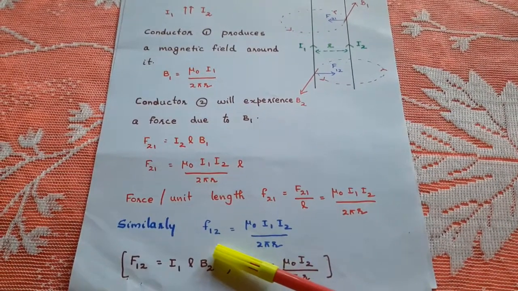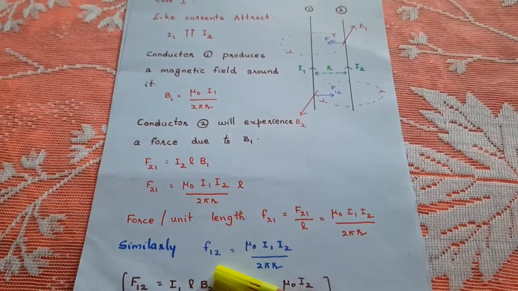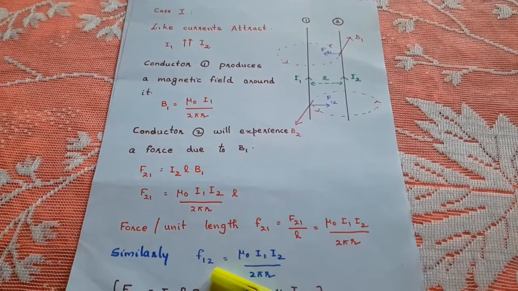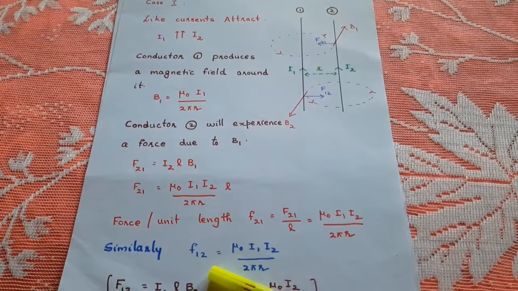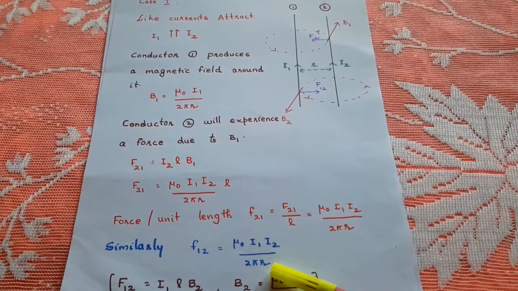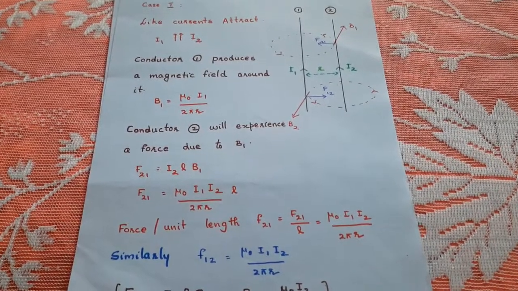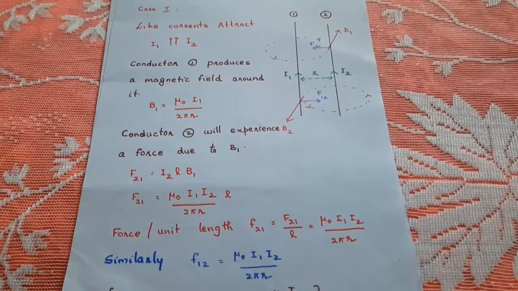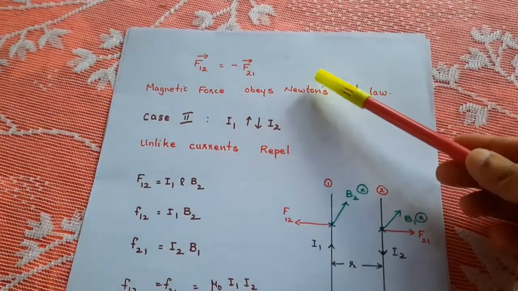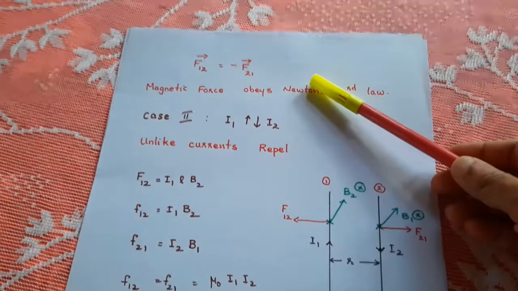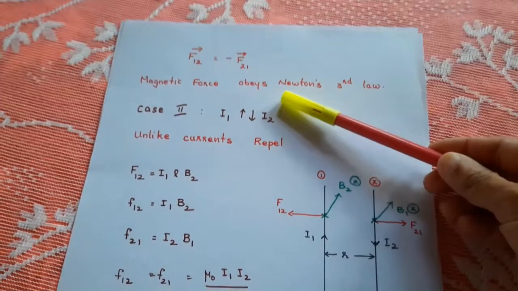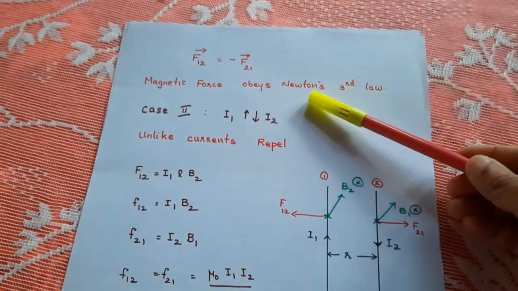Similarly, we can find the force acting on the first conductor by the field due to the second conductor, that is F12. It is also equal to mu0 I1 I2 by 2 pi r. The forces are directed towards each other. The two forces are equal in magnitude but opposite in direction. So magnetic force obeys Newton's third law.